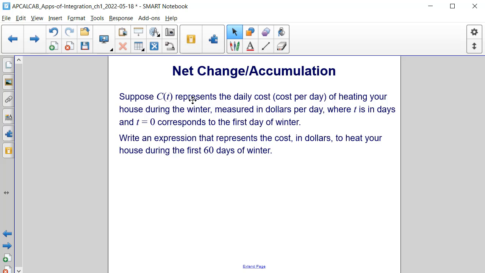Suppose that C of t represents the daily cost or cost per day of heating your house during the winter, and it's measured in dollars per day, where t is time in days and t equals 0 corresponds to the first day of winter. Can we write an expression that represents the cost in dollars to heat your house during the first 60 days of winter? Let's try.